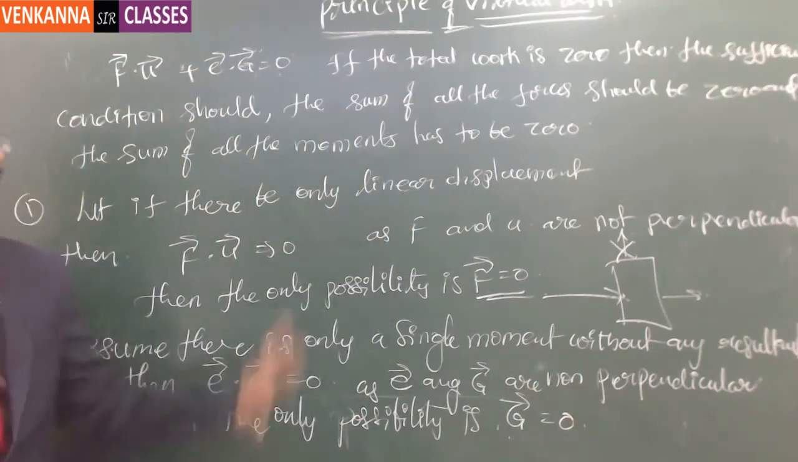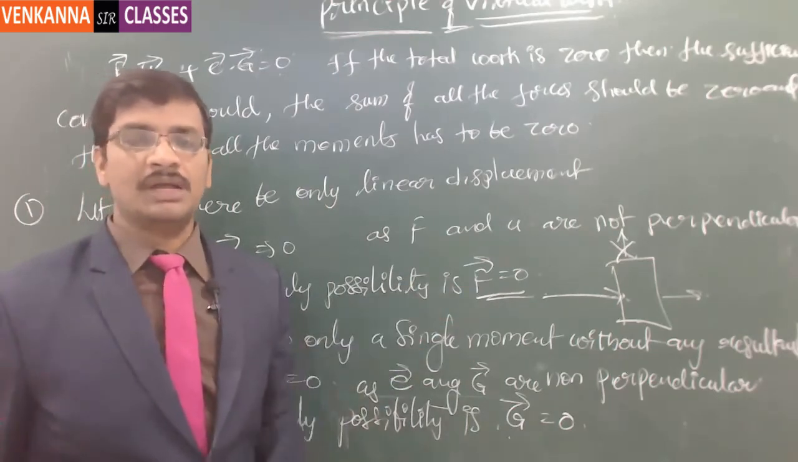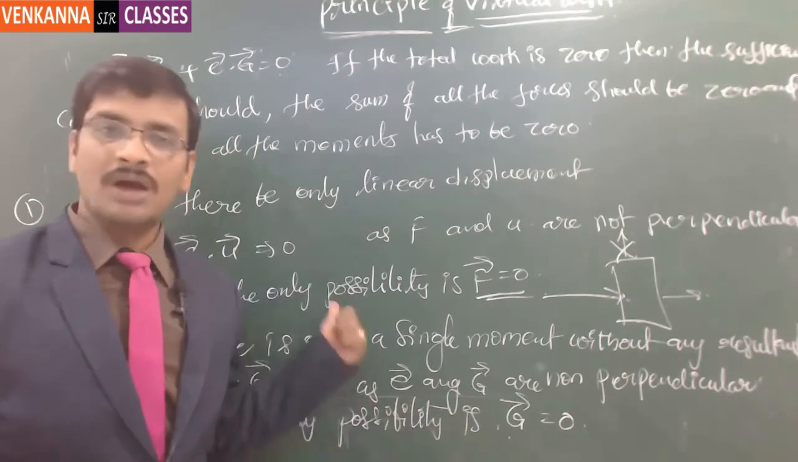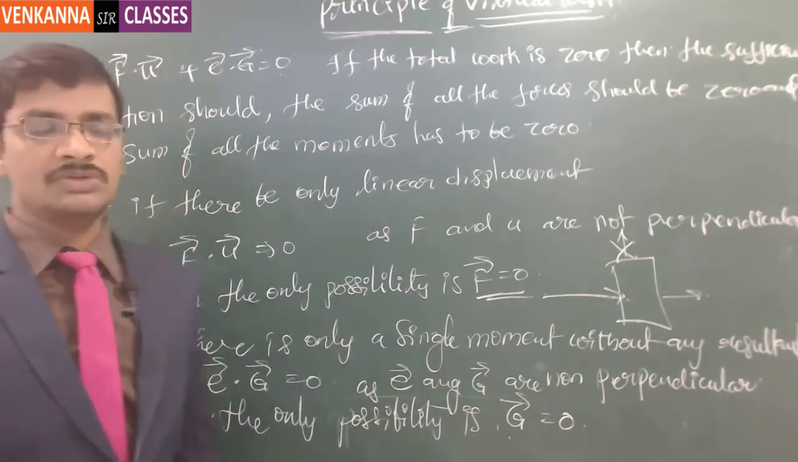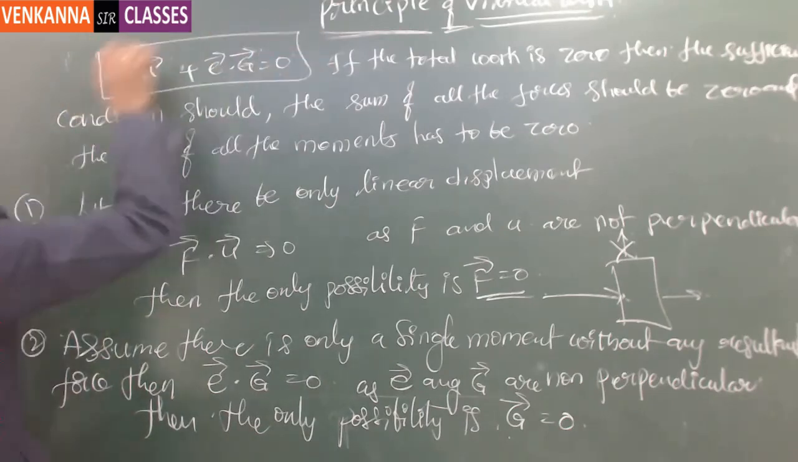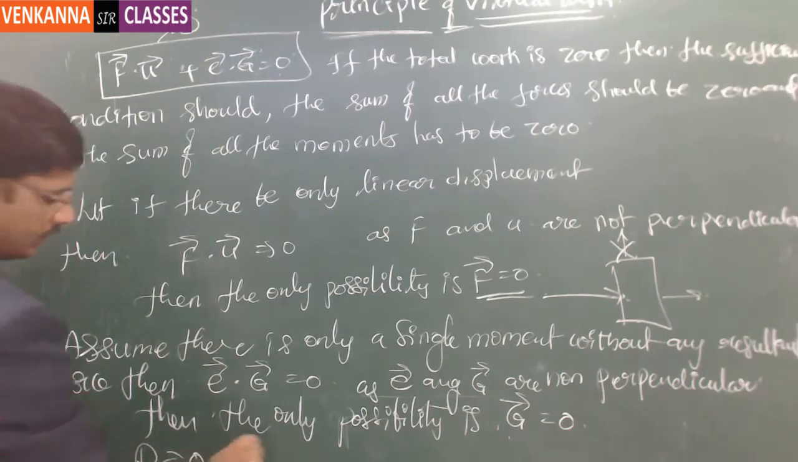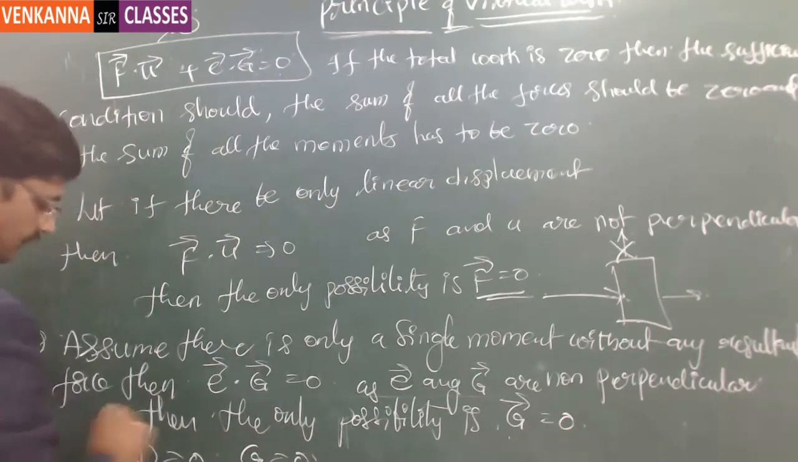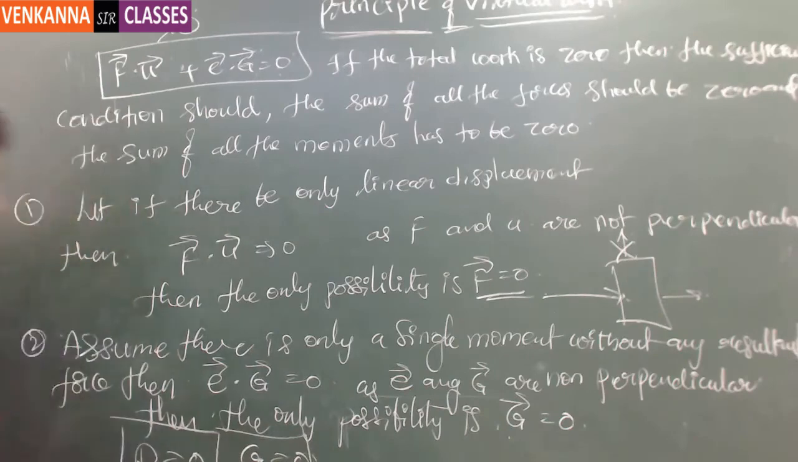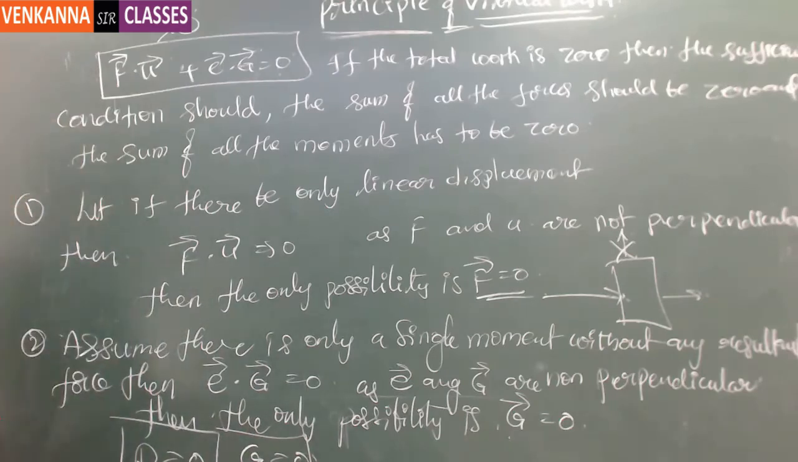That means the sum of both the works together has to be equal to 0. That is the necessary condition. And the sufficient condition is both R and G have to be equal to 0. So there are three different conditions. This is equation number 1, and the other ones are R equal to 0 and G equal to 0. Got it? So these are the necessary and sufficient conditions for the principle of virtual work. I hope you understood this concept.